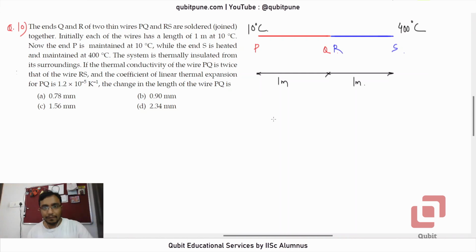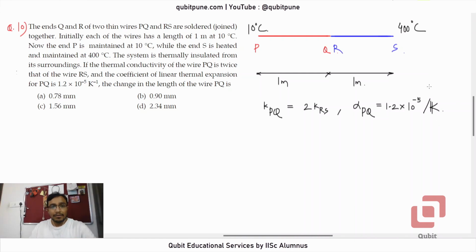Thermal conductivity of wire PQ, let us call it kappa. So kappa PQ is twice that of wire RS, so twice kappa RS. Coefficient of linear thermal expansion for PQ, alpha PQ, is equal to 1.2 into 10 raised to negative 5 per Kelvin. And we have to find the change in length of the wire PQ.